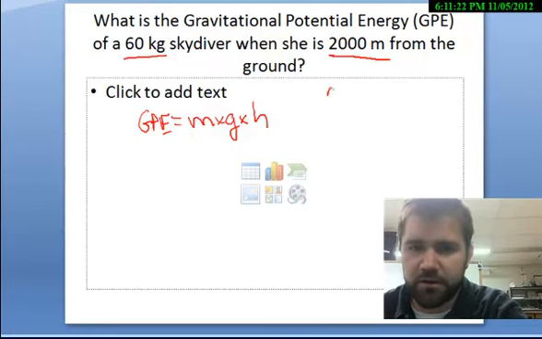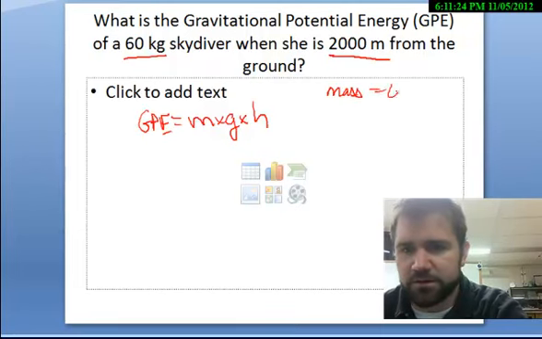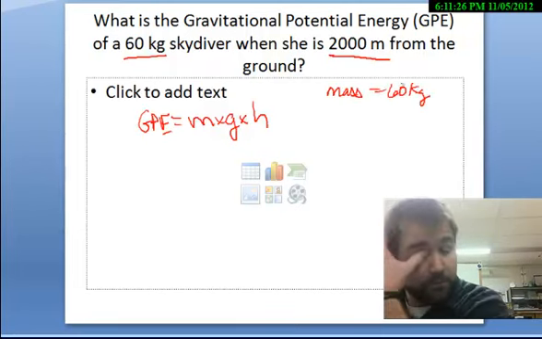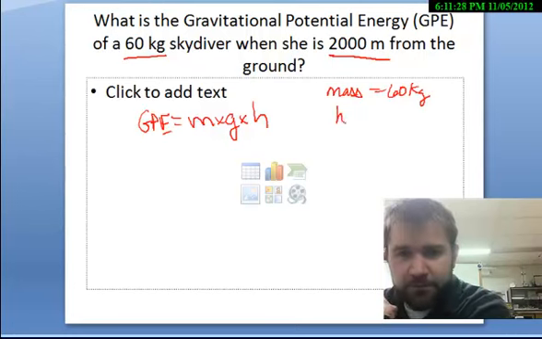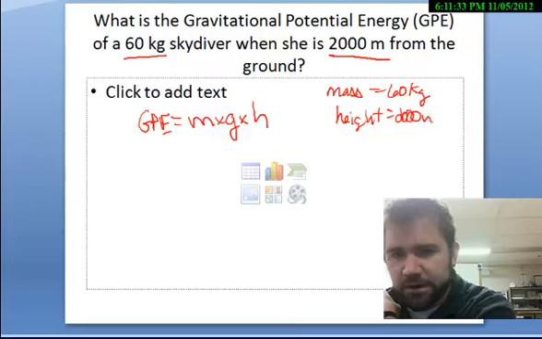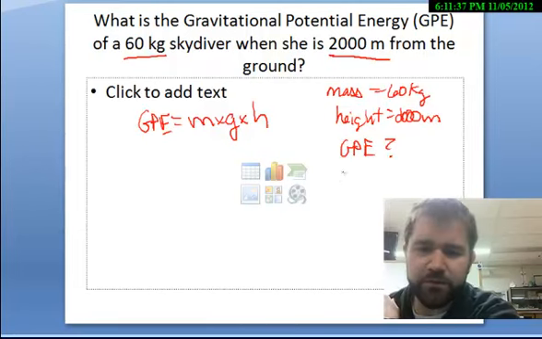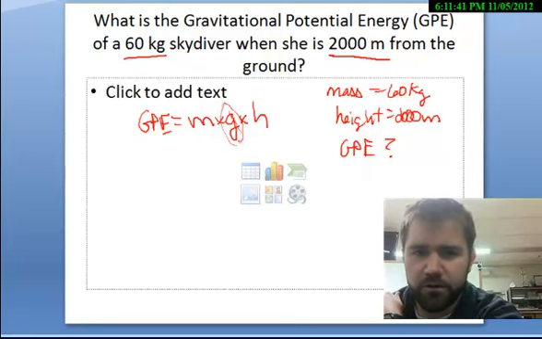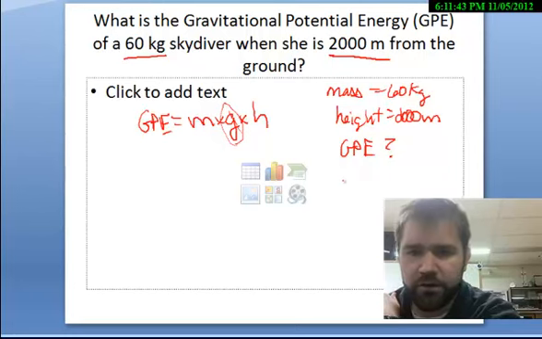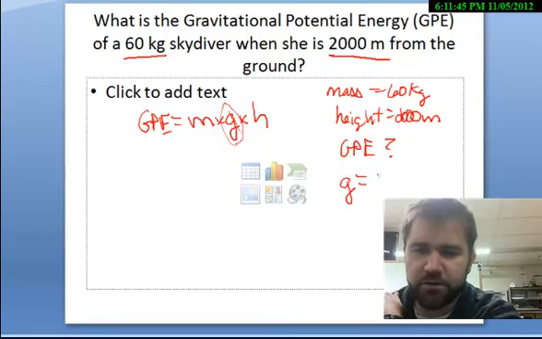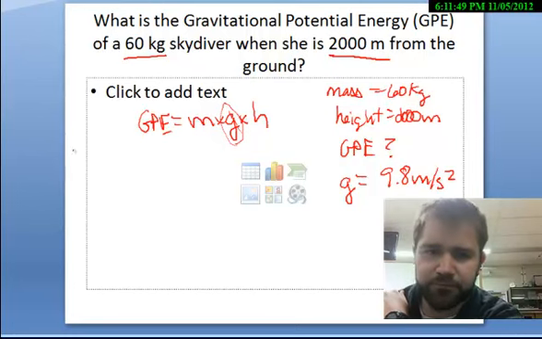So we know that mass equals 60 kilograms. Height equals 2,000 meters. And they want to know the gravitational potential energy. So it might appear that we don't quite have enough information to solve this problem, but we actually know one more thing. We know that if we're on Earth, g, the acceleration due to gravity, is always equal to 9.8 meters per second squared. So let's plug these in and solve.